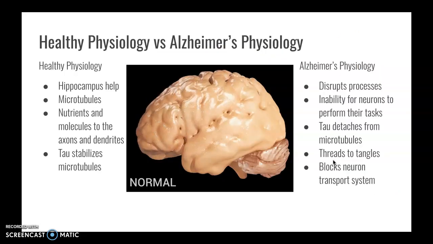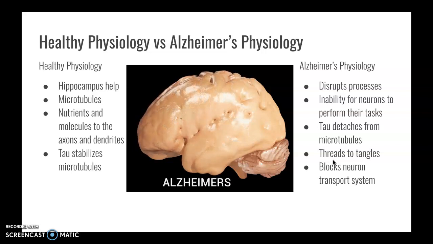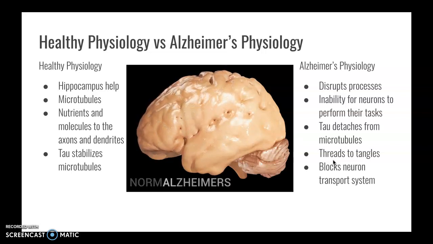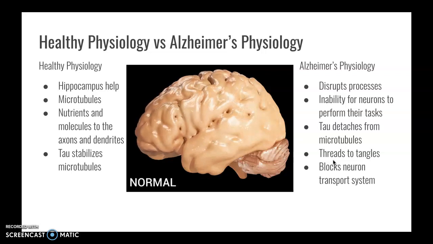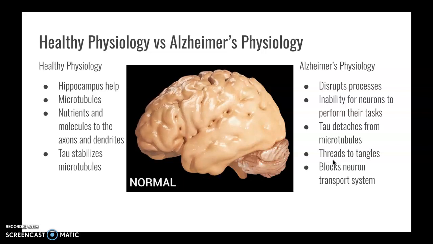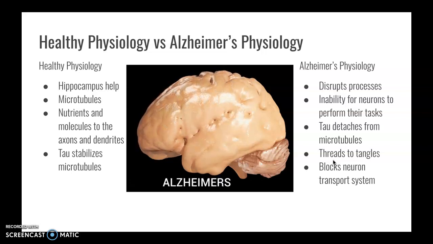So what's the healthy physiology versus the Alzheimer's physiology? The healthy neurons are supported internally by structures called microtubules. These microtubules help guide the nutrients and molecules from the cell body to the axon and the dendrites. In healthy neurons, the tau binds to and stabilizes the microtubules.